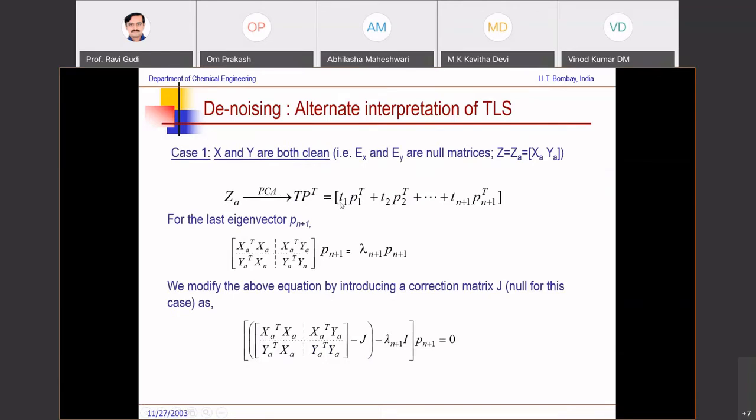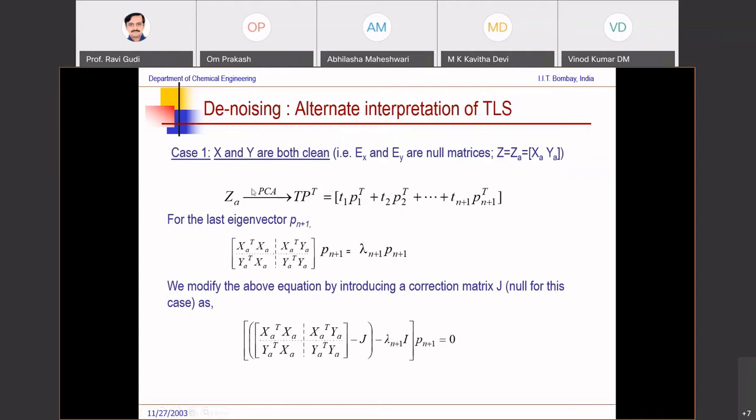When I do that, if I expand it fully, this is the first score, this is the second score, this is the n plus 1 score, and I have corresponding loadings associated with that. I hope this is not the term scores and loadings you're already familiar with from Professor Mani's lecture. So this is how I would expand Z actual. Z is equal to Z actual because X and Y are both assumed to be clean. Okay. So Z is equal to Z actual.